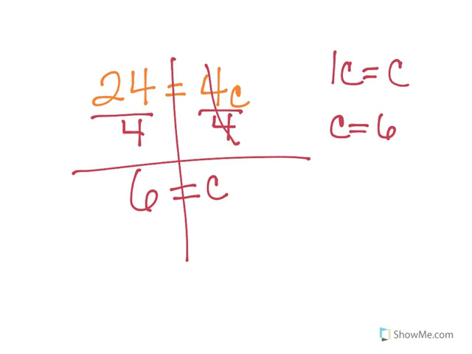How do I check that? Plug it right back in. I said 4 times c, so 4 times 6 is 24. Well, yeah, that's exactly what that said. 4 times whatever c was, which was 6, is 24.